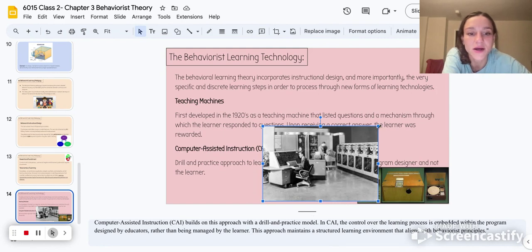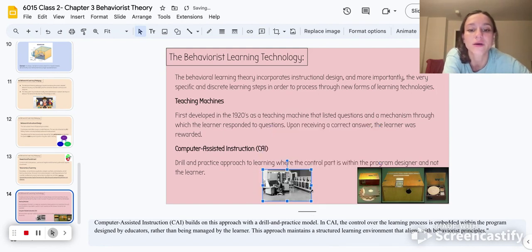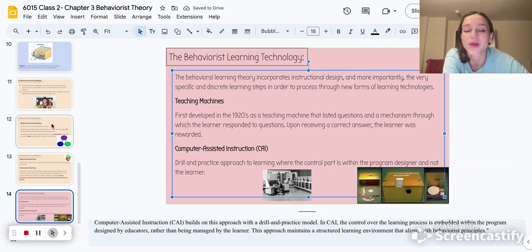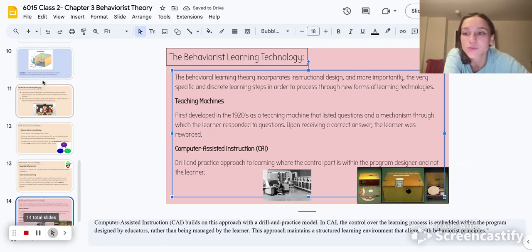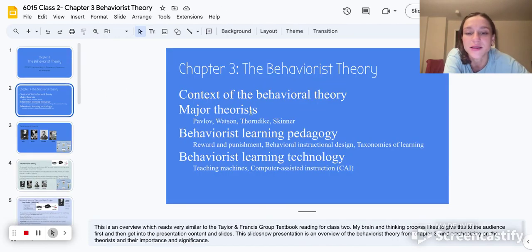And this concludes my presentation on the Chapter 3 Behaviorist Learning Theory, in which we discussed the context, the theorists, the pedagogy, and some learning technology.